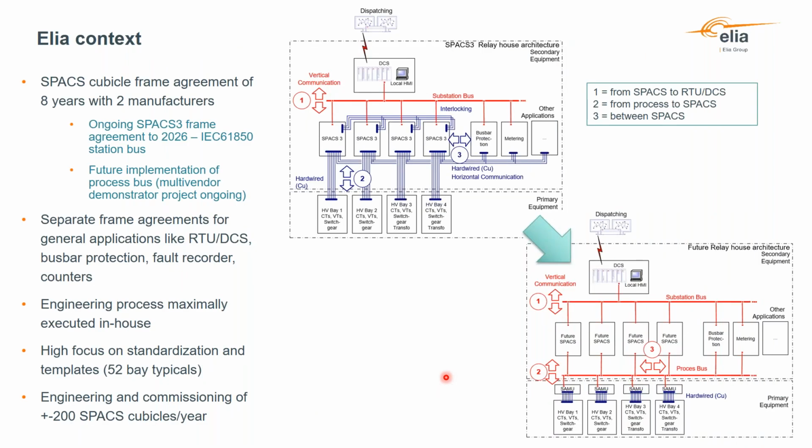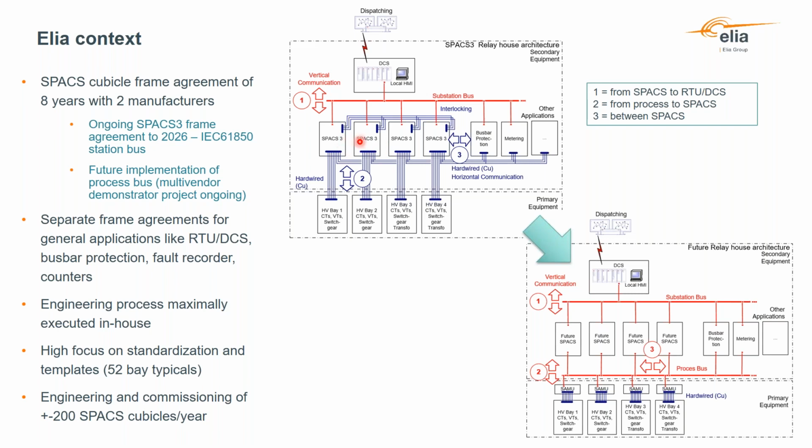And to start with the ALIA context, I'll first give some details about the technology that we use today and the way that we work within ALIA related to secondary systems. So what you see here on top is the current architecture that we apply in our current frame agreements for protection and control. So we are implementing Substation bus 61850 between the level of the bay and the gateway.